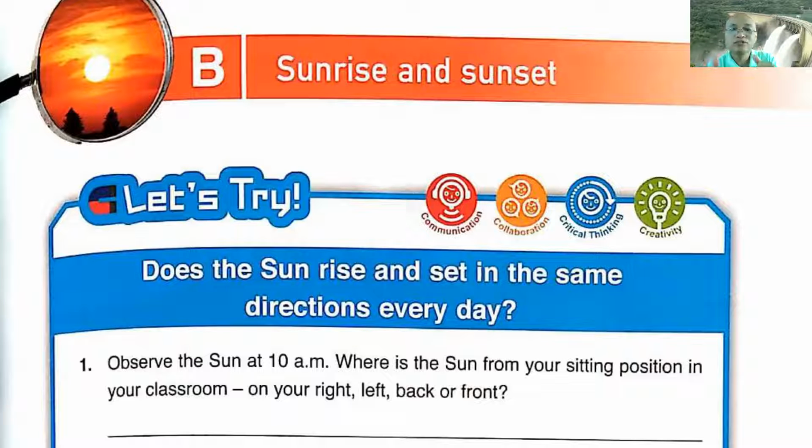Congratulations for those who did it very well. For those who are not able to complete, let me help you. All right. So number one, observe the sun at 10 a.m. Where is the sun from your sitting position in your classroom? On your right, left, back, or front? Now we did this morning, it's on your front. It's on my front. Okay, write that. On my front.